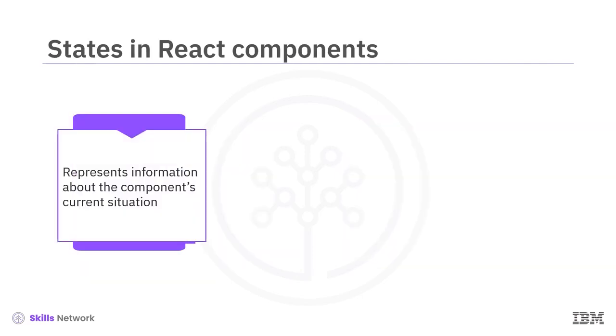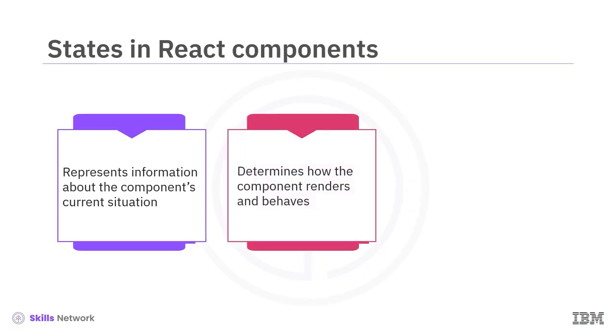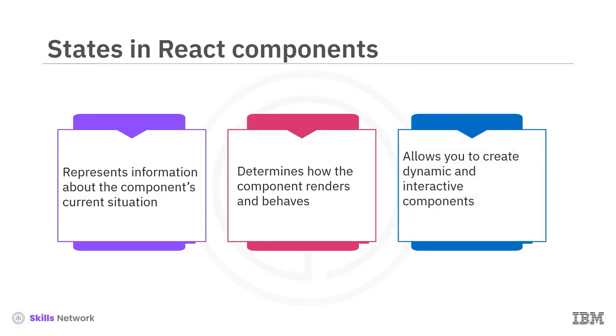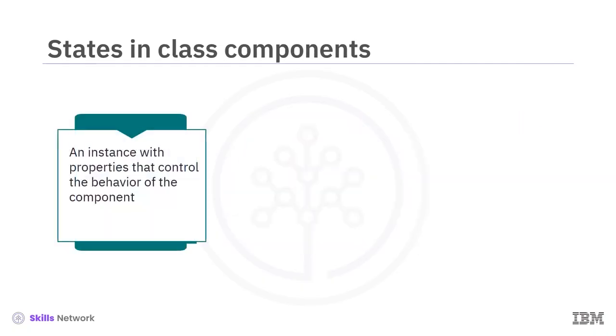A class component state is a plain JavaScript object used by React to represent information about the component's current situation. The heart of every React component is its state. States determine how a component renders and behaves. A state allows you to create dynamic and interactive components. In class components, the state is an instance of the component class with a set of observable properties. These properties control the behavior of the component.